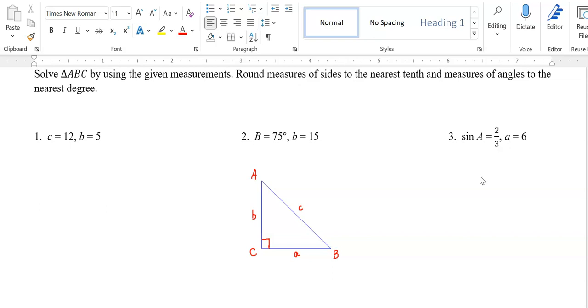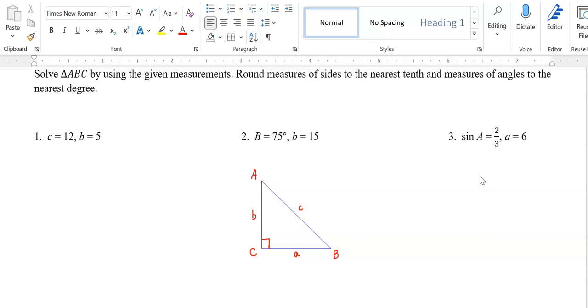So you're going to need to know how to solve a right triangle, and that means you're going to be given parts of the triangle, and then it's going to be your job to find everything else. So let's just take a look at number one. This triangle that you are provided with here right underneath number 2, you use that to answer all 3 of these questions.